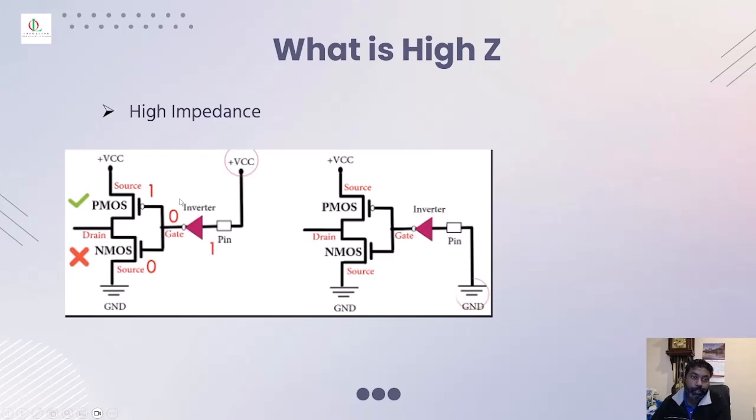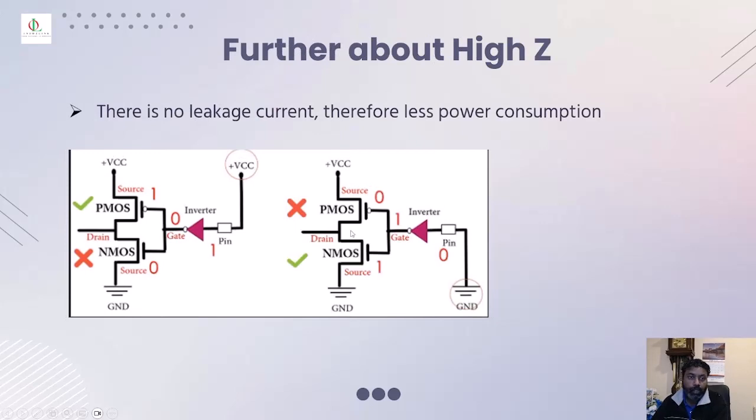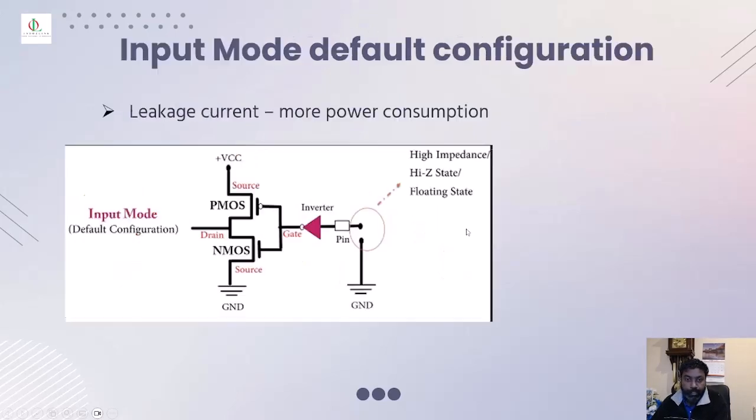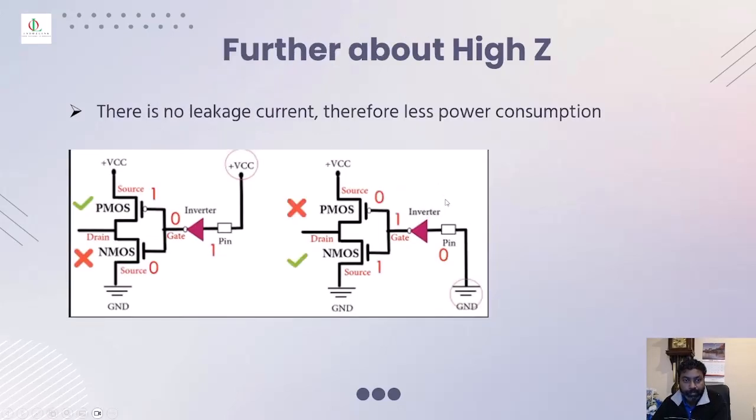When it is connected to VCC, then PMOS is active, so therefore you get logic 0 and 1. Here it's connected to the ground, the pin, so you get either 0 or high impedance. And there is no leakage current, therefore less power consumption, because it's grounded. Earlier we learned that if it is left open, you get into the high impedance state, therefore there is plenty of leakage current and that consumes a lot of power. Whereas in this case it's grounded, so therefore no leakage current, therefore no power consumption at all.